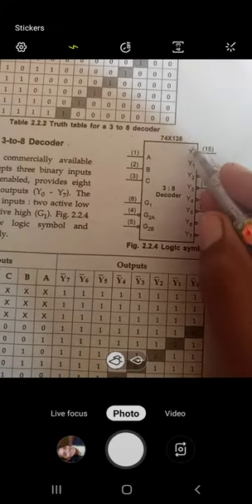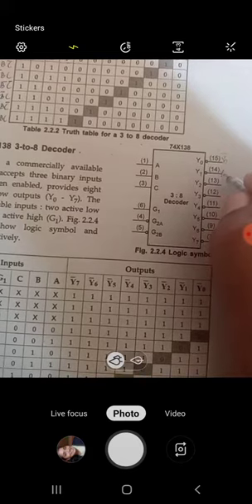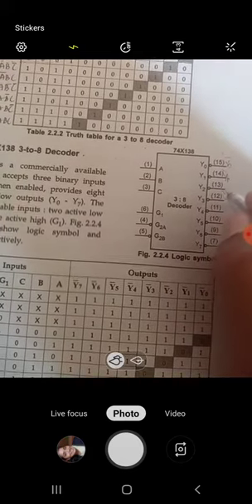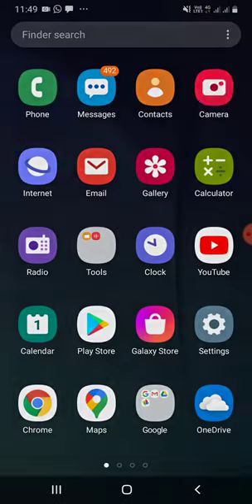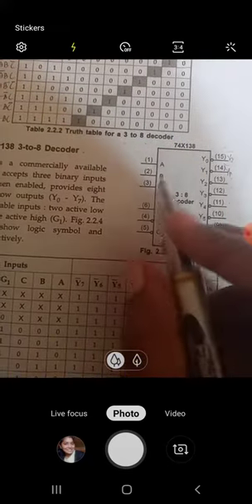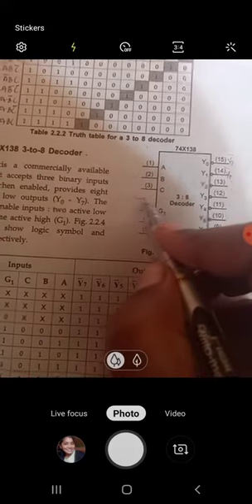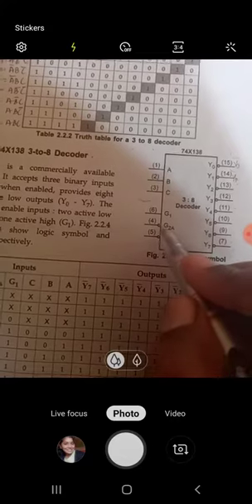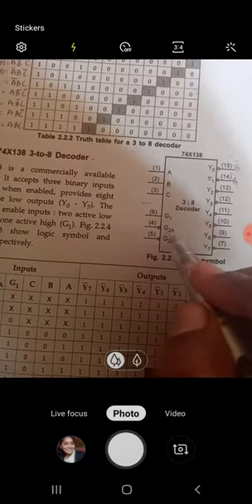If you have 1 at this point, the output coming out of this is 1. Therefore, if this is Y0 here, when I write the output I have to write it as Y0 bar, then Y1 bar, Y2 bar, Y3 bar, Y4 bar, Y5 bar, Y6 bar and Y7 bar. Similarly, these are A, B, C, the 3 input lines, which are the select lines. And these are G1, G2A, G2B.